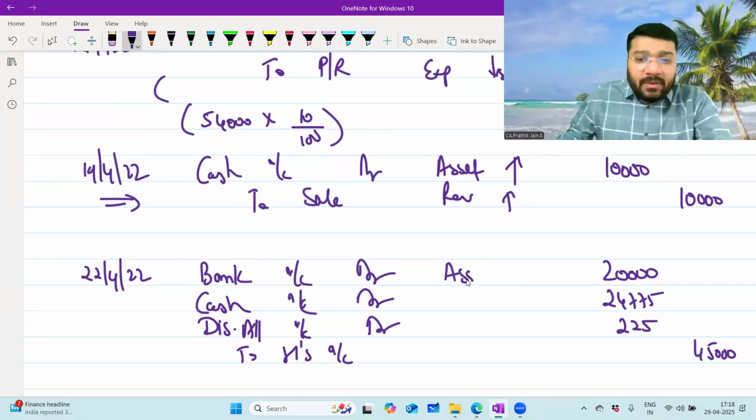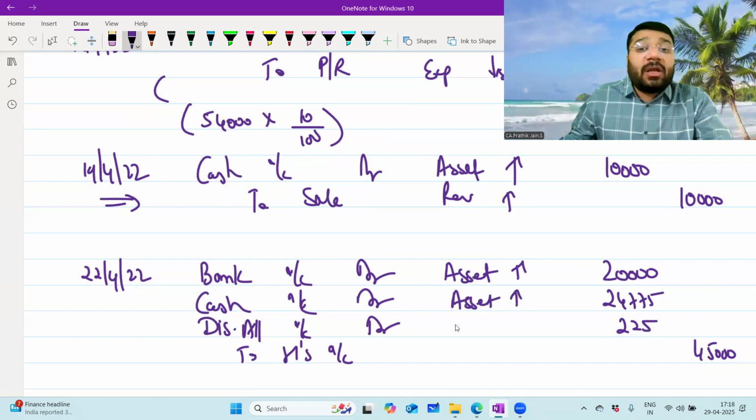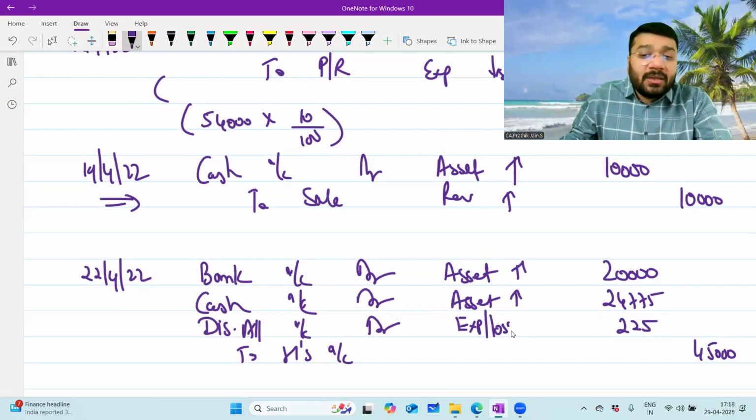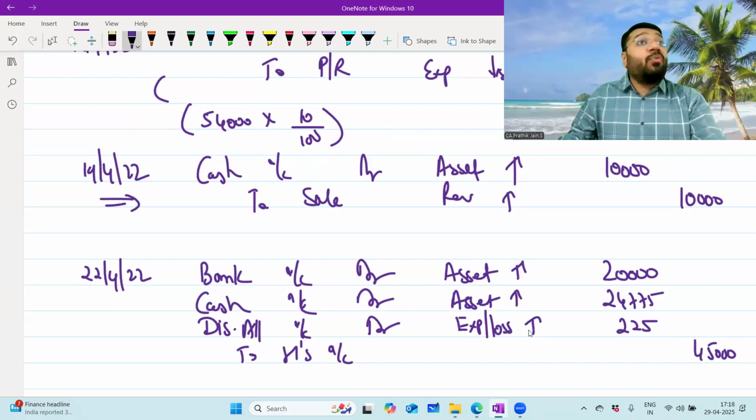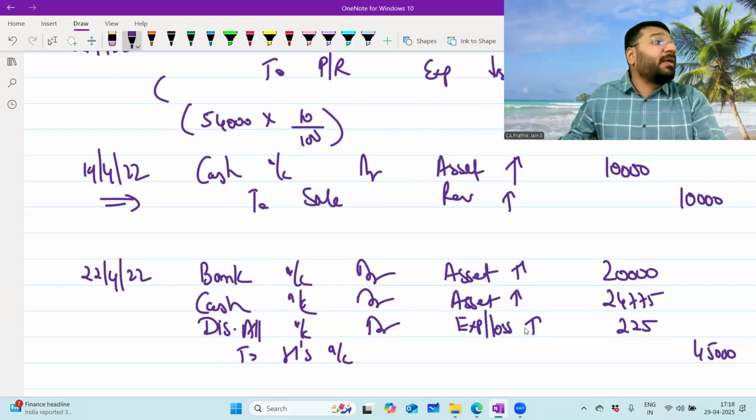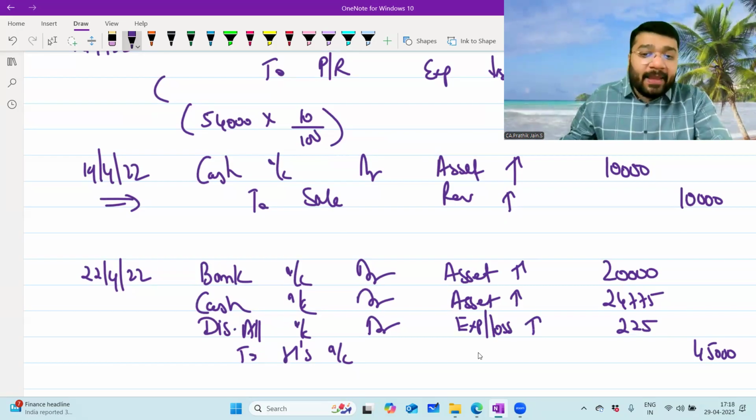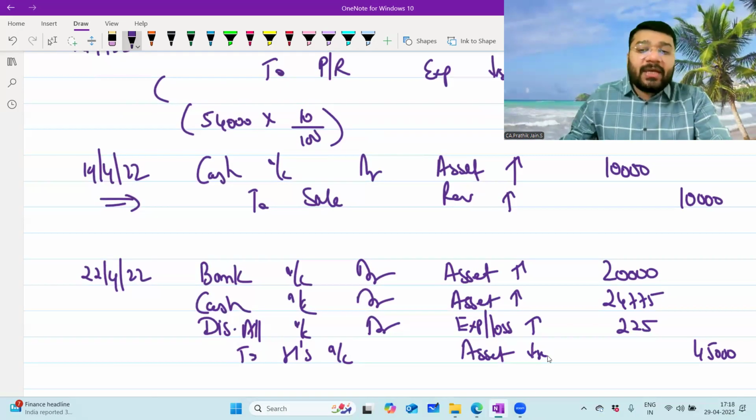Bank is an asset. And here the balance is going to increase. Cash is an asset. The balance is going to increase. Discount allowed is a loss coming under expense category, but more fully it is a loss. And the more cash discount I give, the more loss will increase. To increase loss, debit, because expenses and losses are debit balance. To increase, you have to give a debit. And H is an asset. And here asset balance is reducing. So I gave a credit.